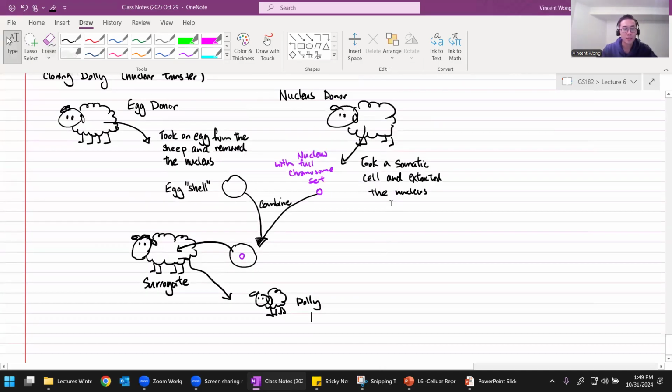All right, so it took 3 sheep to clone a sheep using this method. I have a question for you. 3 sheep were involved. Dolly is a clone of which one? Is it A, B, or C? Is Dolly genetically identical to the egg donor, the nuclear donor, or the surrogate mother?